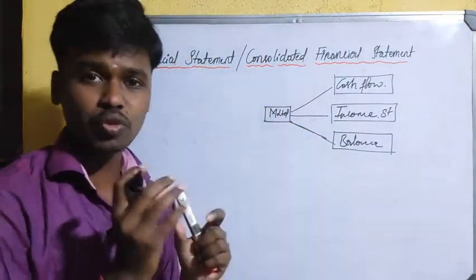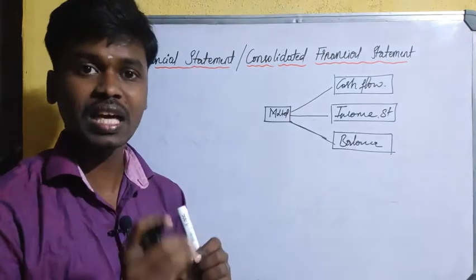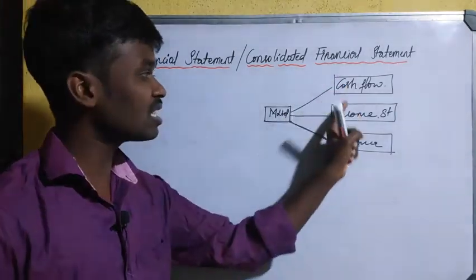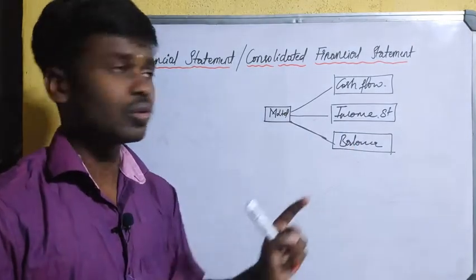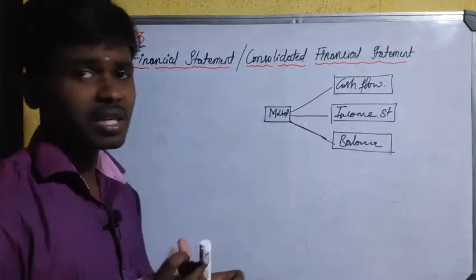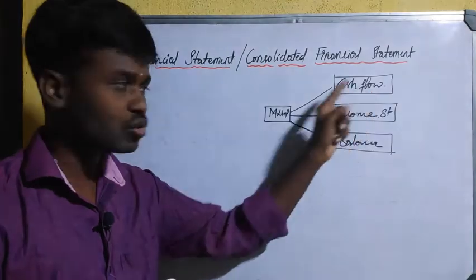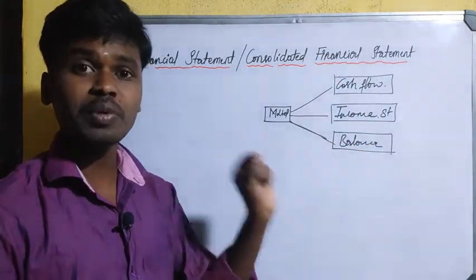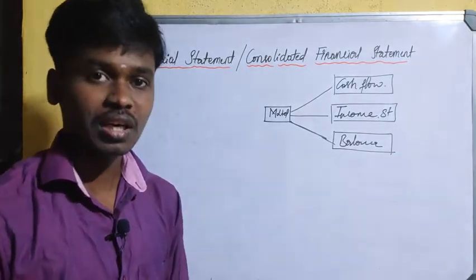To know whether it is in a healthy or good position or not, M Limited will prepare these financial statements. So that's why a financial statement is the combination of a cash flow statement, income statement and balance sheet statement, which gives the clear picture about the health of the business organization.